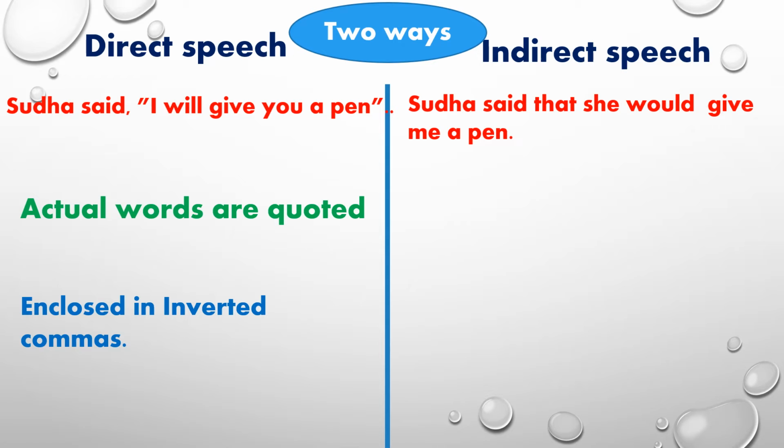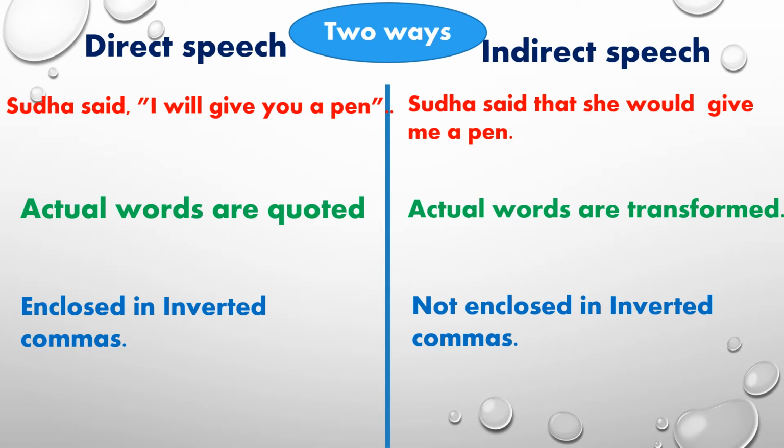Indirect speech, for example, Sudha said that she would give me a pen. In indirect speech, the statement of the person is not enclosed in quotation marks. The word "that" may be used before the statement to show that it is indirect speech. In the sentence, actual words are transformed and not enclosed in inverted commas. So, quoting the exact words of the speaker is called direct speech, and reporting what a speaker said without quoting his exact words is called indirect speech.